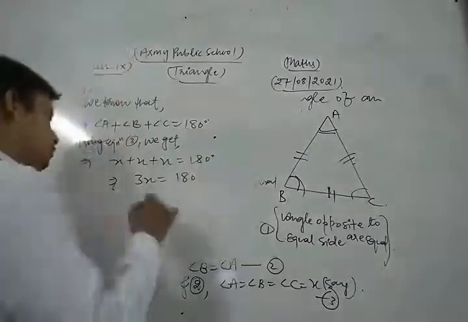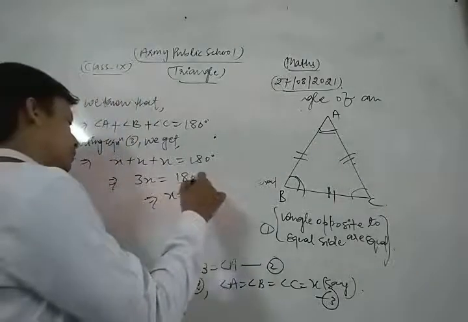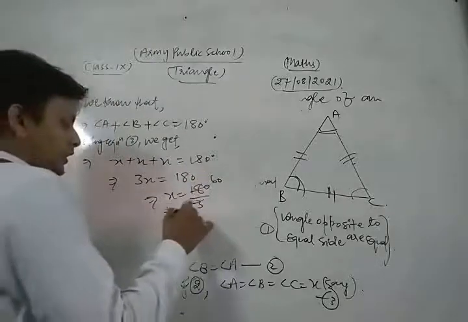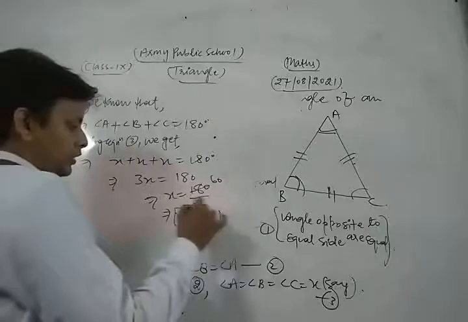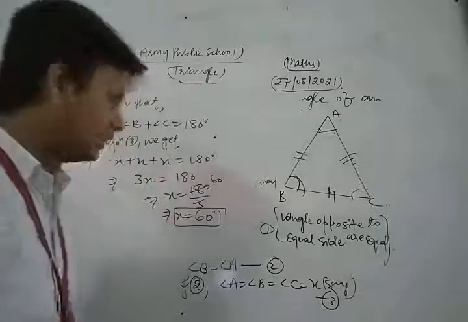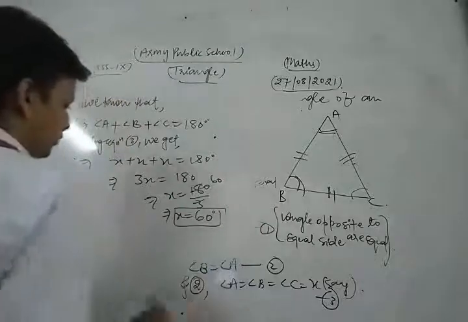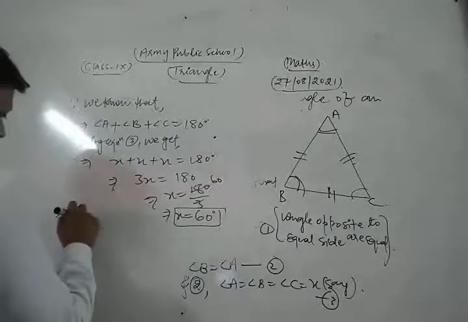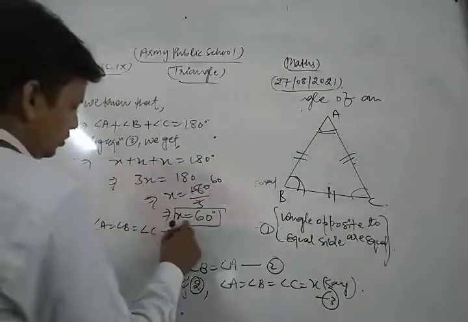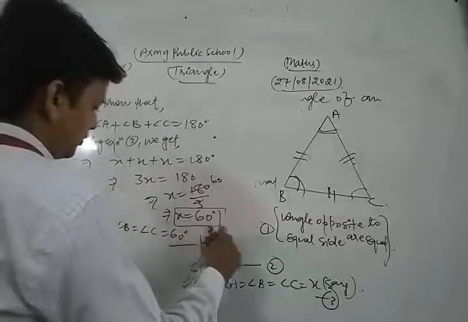So x is equal to 180 upon 3, which is 60 degrees. X is equal to 60 degrees. Thus from equation 3, angle A is equal to angle B is equal to angle C is equal to 60 degrees. Hence proved.